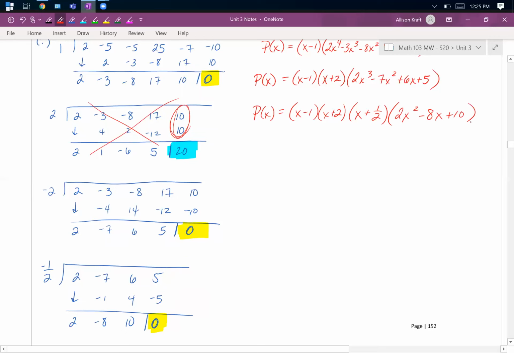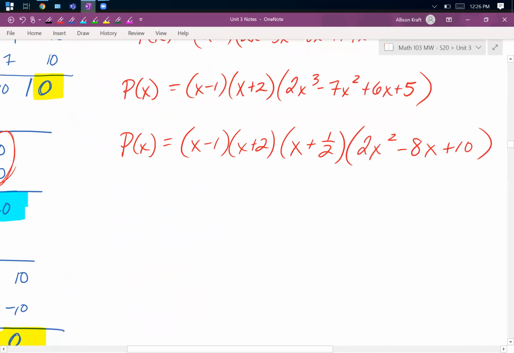Once you get down to a quadratic, you do not have to check any more zeros by division. We're going to be able to finish up the problem using other techniques that we already know. We're either going to be able to factor it, or if it doesn't factor, we'll be able to use quadratic formula to solve and then work backwards to the factor.